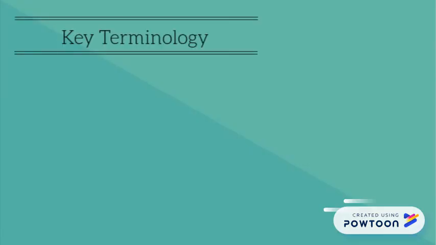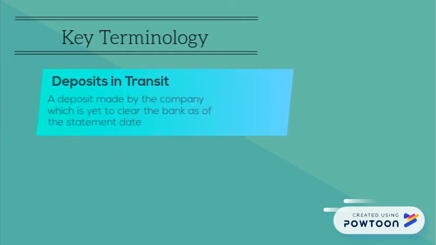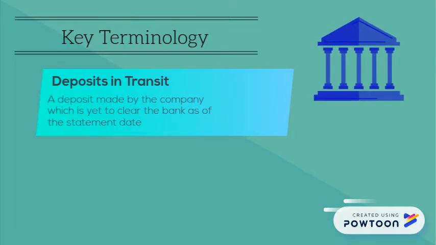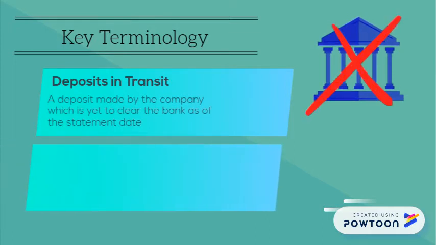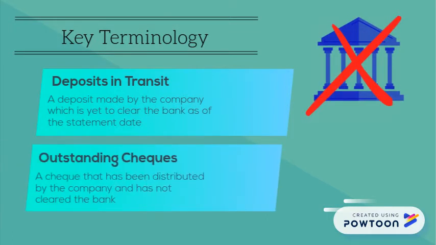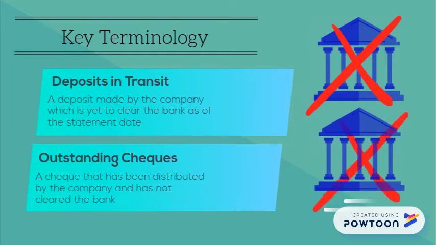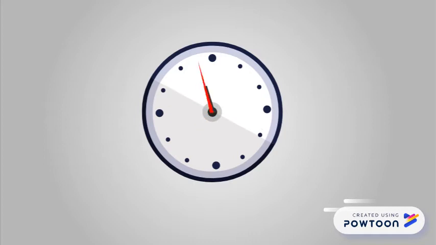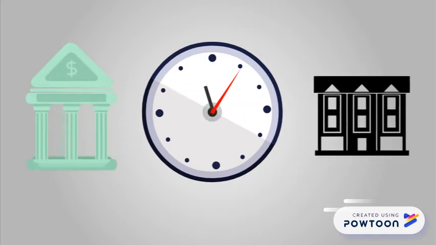Now some vital definitions. Firstly, a deposit in transit. This is a deposit made by the company which is yet to clear the bank as of the statement date. An outstanding cheque is a cheque that has been distributed by the company and has not cleared the bank. This is because of timing differences between the preparation of a company's books and a bank statement.